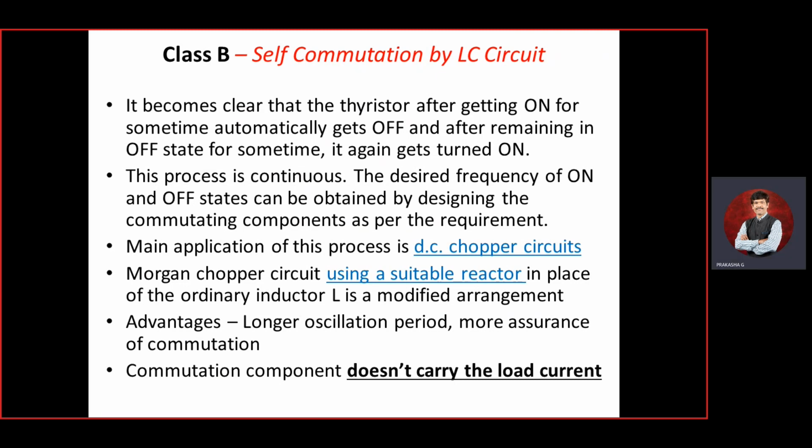The main application of this course is the DC chopper circuit. Chopper circuit, you have done that, DC to DC conversion. The Morgan chopper circuit, using a suitable reactor in place of the ordinary inductor L, is a modified arrangement. Usually we use an inductor L. In the Morgan chopper, one of the examples, instead of using a simple inductance value, he has replaced the inductance with a reactor. Inductance is replaced by a reactor itself.